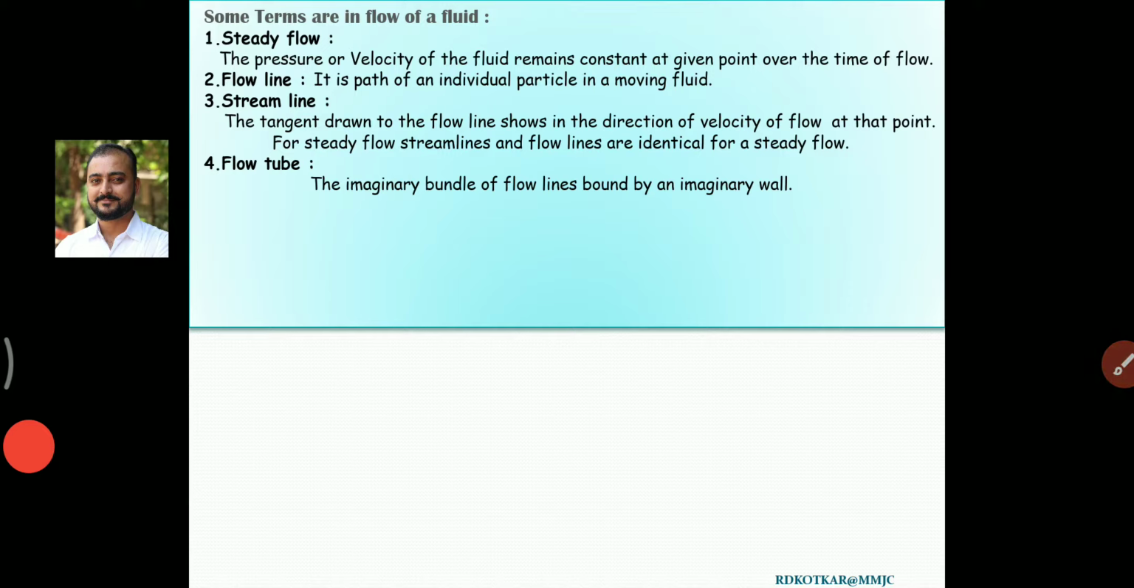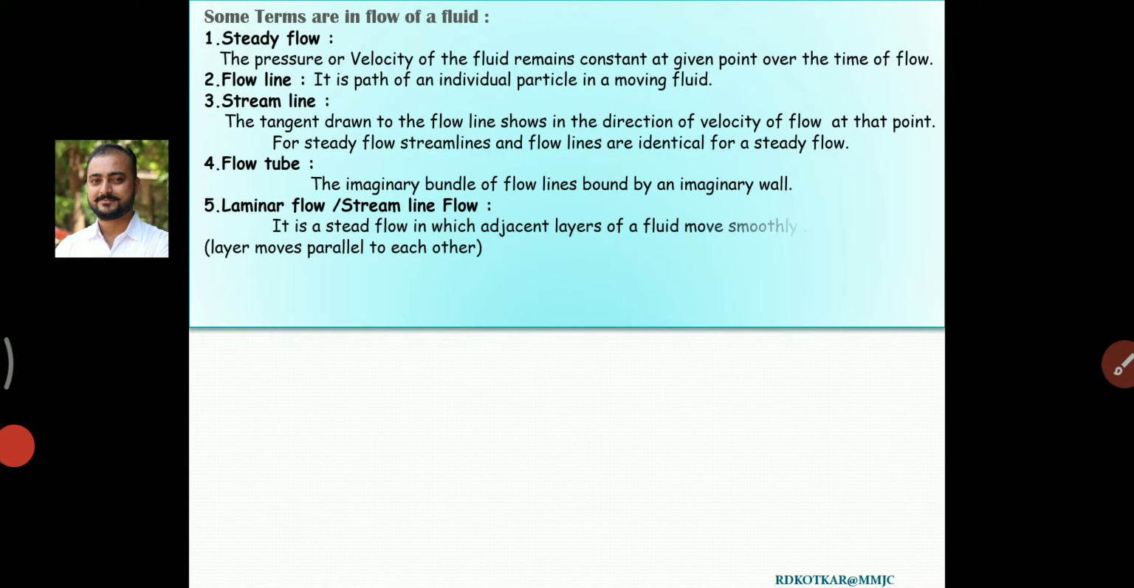Then next point, laminar flow or streamline flow. Look at the words, laminar or streamline flow. It is a steady flow in which the adjacent layers of a fluid move smoothly over each other. Means in short, the layers move parallel to each other. First you observe this diagram carefully.